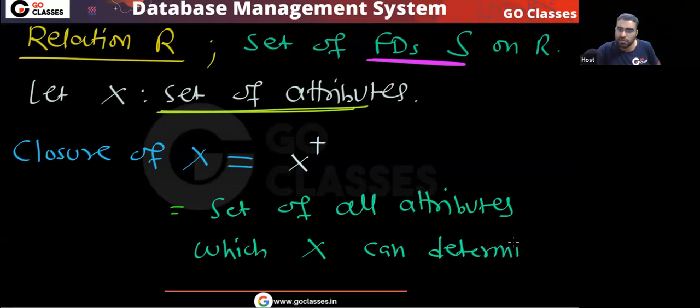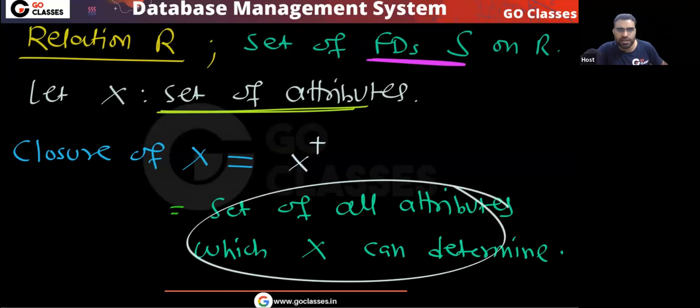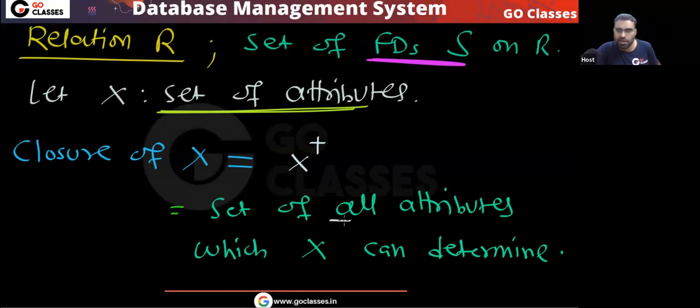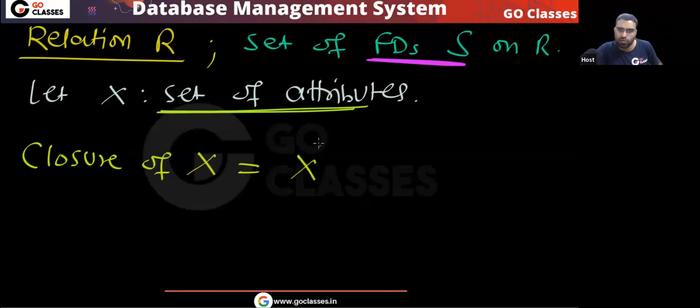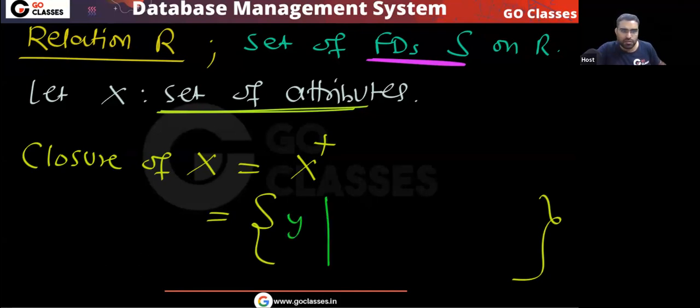Is this clear? Please tell me. So remember, this is the set of all attributes which X can determine. Very simple point. Closure of X means the set of all attributes which X can determine. You can write it like this: the closure of X, we denote by X plus, is the set of attributes which you can derive from X. This Y is an attribute.